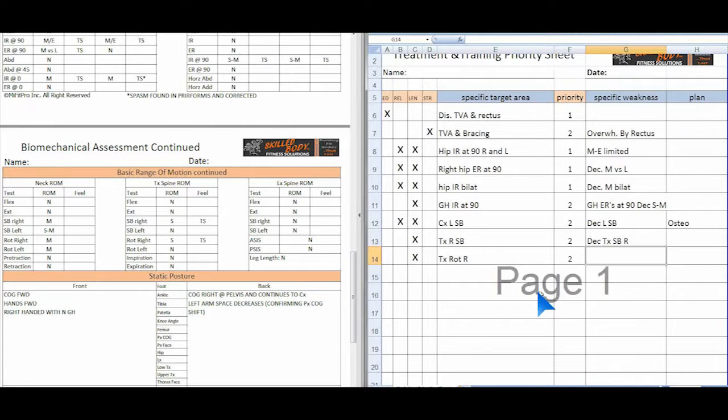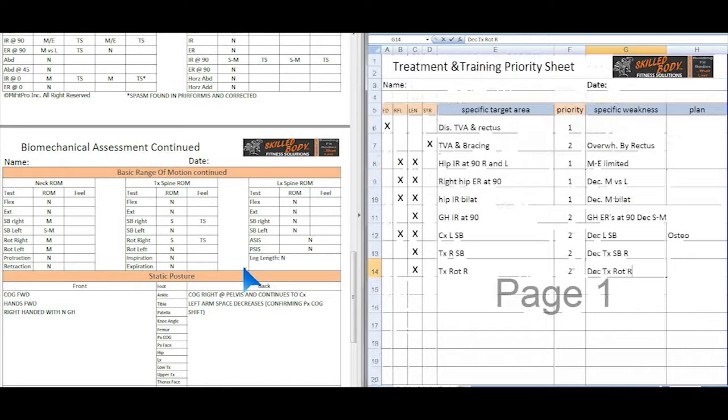Priority 2, decrease thoracic rotation right. Seems redundant to write it, but you're entrenched in thinking about it now when you're building it after you've done your eval. You want it as clear as possible so that you don't have to constantly refer back to the eval. You can really just use your priority sheet.